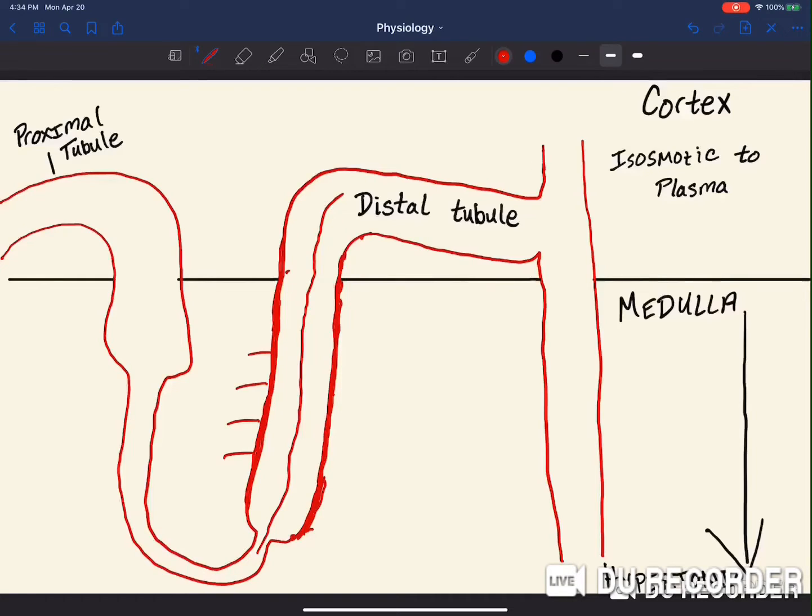Okay? I'll go ahead and give you blue for our little sodium molecules. Boom. Okay.